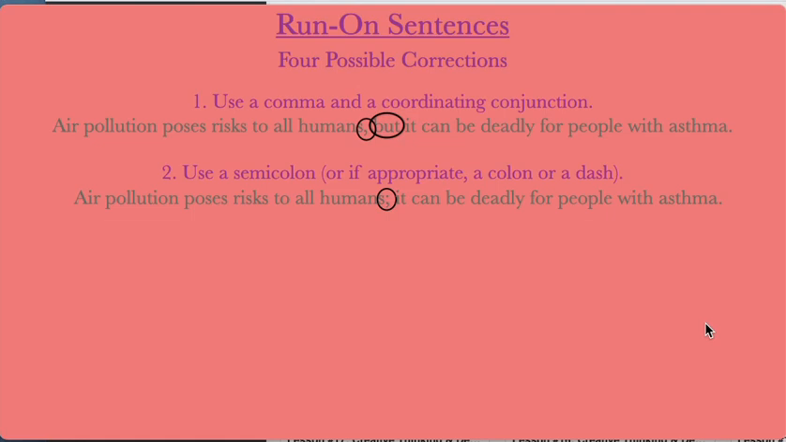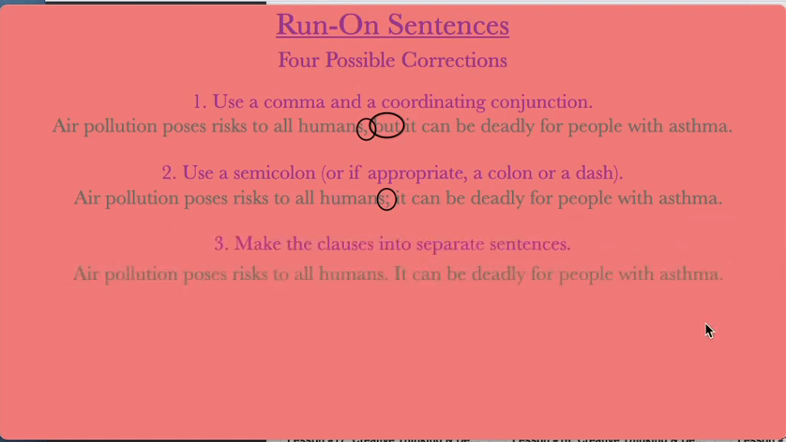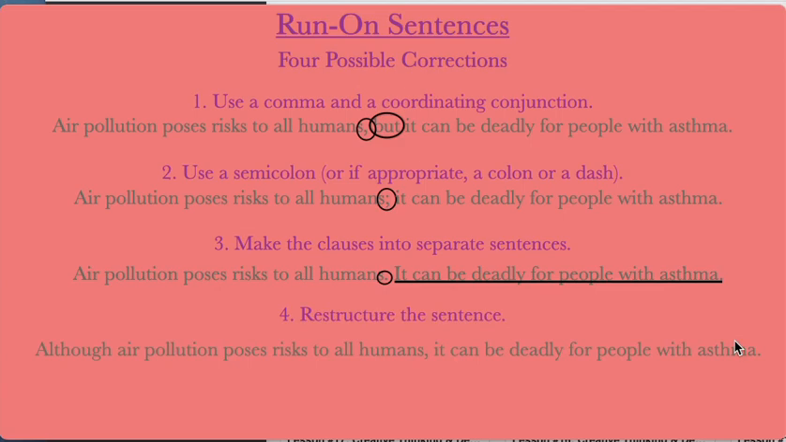A third way to correct a run-on sentence is to make the clauses into separate sentences. Here we've simply placed a period at the end of the first clause and made the second clause into a second sentence. And then lastly, we can correct a run-on sentence by restructuring the sentence. In this case, we started with the introductory word group, although air pollution poses risk to all humans, and then we use a comma to separate the two independent clauses.